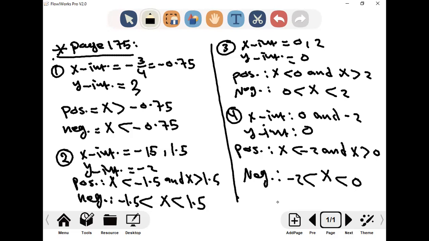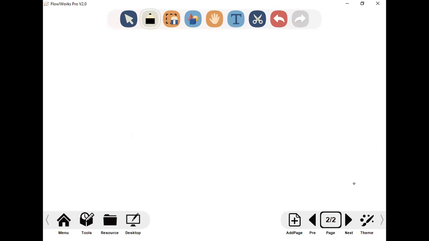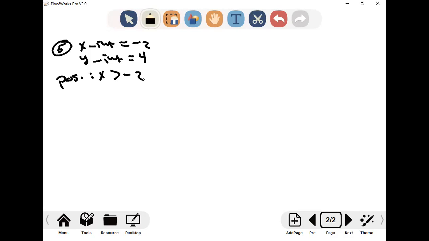Question 5, we have x-intercept -2, y-intercept 4, positive when x more than -2, negative when x less than -2.